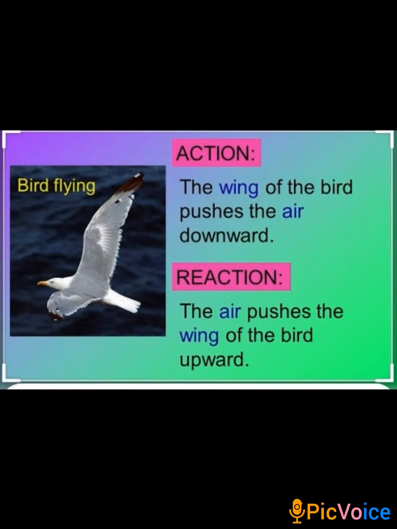Newton's third law of motion also helps birds to fly in the sky. Here in the picture we can see that the wings of a bird exert a downward force on the air. The air also exerts an equal and opposite force which pushes the bird upward. So the action and reaction combine to help the birds fly in the sky.